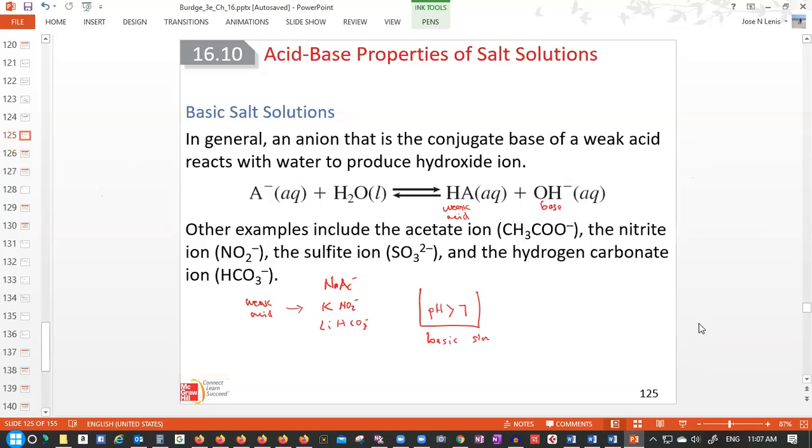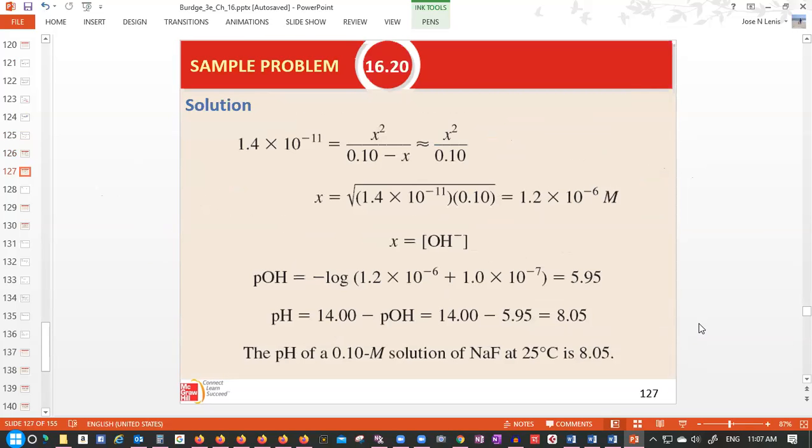So we've just found that X, which is 1.2 times 10 to the negative 6 molar. We find the pOH, which is 5.95. We use the second equation we learned before to find the pH. So 14 minus pOH equals 8.05. So the pH of that solution, 0.10 molar solution of NaF at 25 degrees Celsius, is 8.05. This is the complete, clear answer for the question.